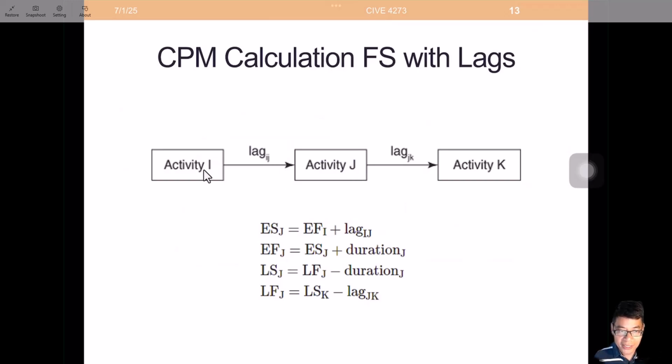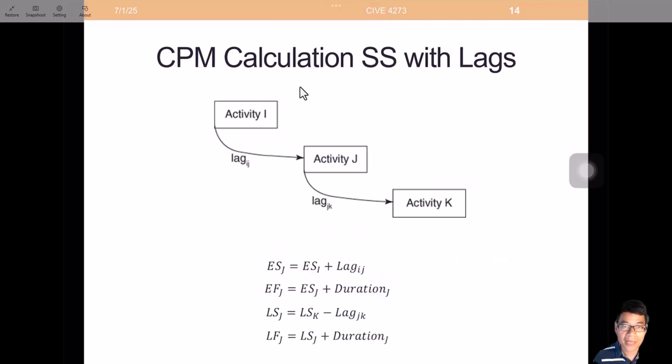For activity J, the early start is the early finish of activity I plus the lag IJ. And the early finish of activity J is the early start of activity J plus the duration of J. Late start of J is the late finish of J minus the duration, working backward. Late finish of J is the late start of activity K minus the lag. Moving backward, we use the minus calculation.